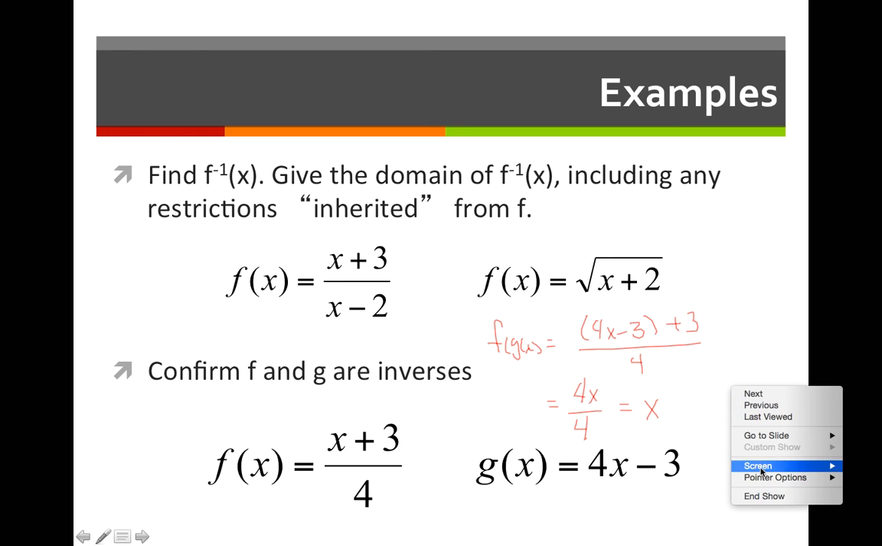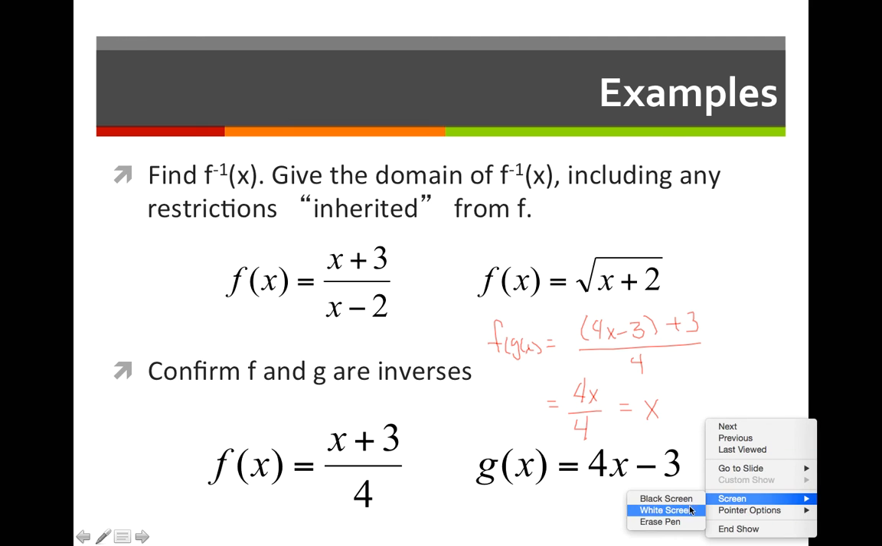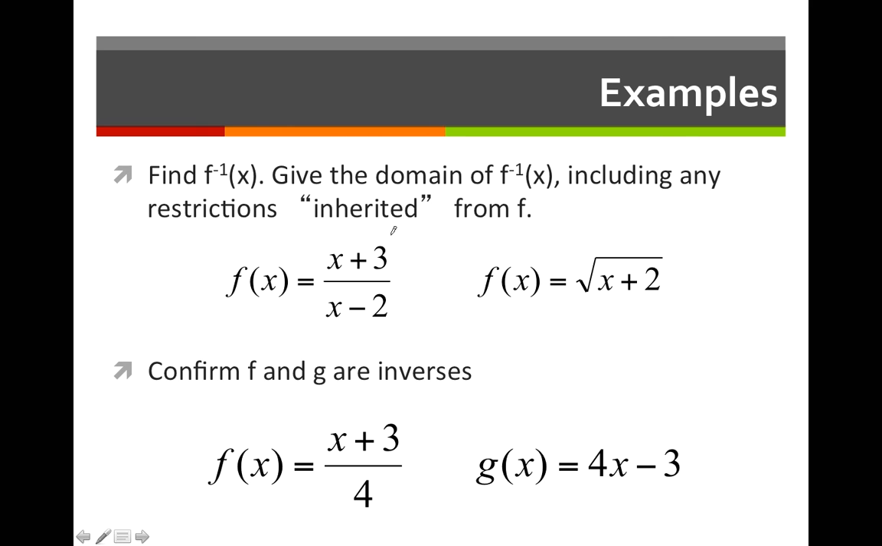Now I need to try the other version. I need to do g of f of x. So I need to plug in (x plus 3) over 4 into this function. So I get 4 times (x plus 3) over 4 minus 3. 4's cancel. I get x plus 3 minus 3, which is equal to x. And there we go. Those two functions are inverses of one another because they come out to x.